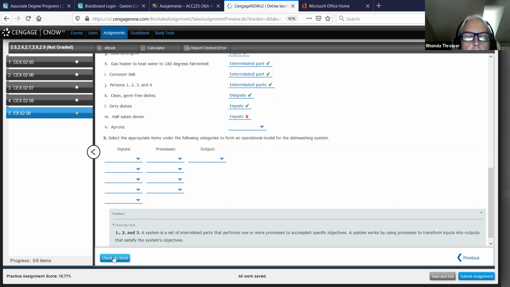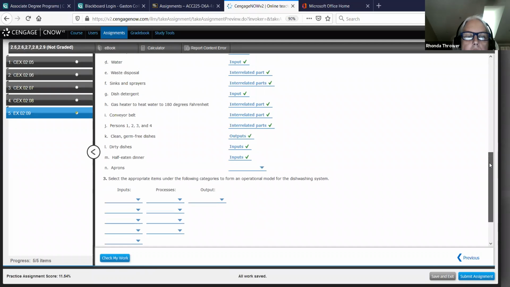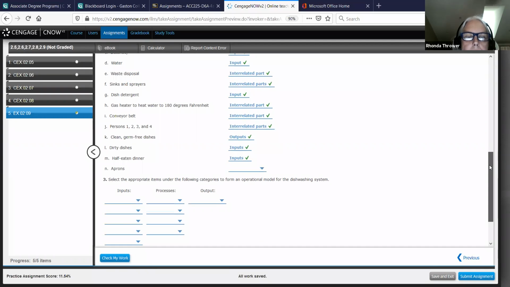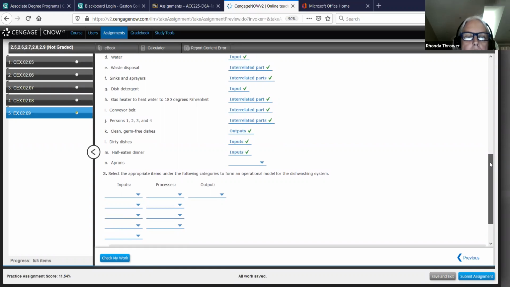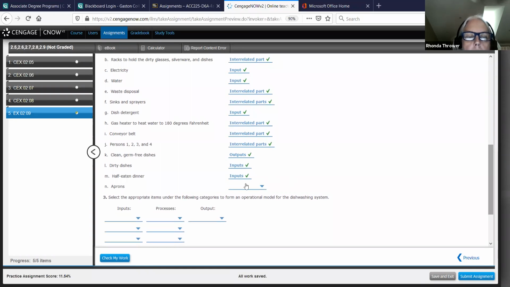Sorry about that. Obviously, I was wrong. It's an input. The half-eaten dinner is an input. And so we probably need to think about that for just a second. We're having to place it into the trash can. It has to be disposed of. And I'm not real sure about why they call that an input. To me, that would be more of a process. You just scrape it off and throw it away.